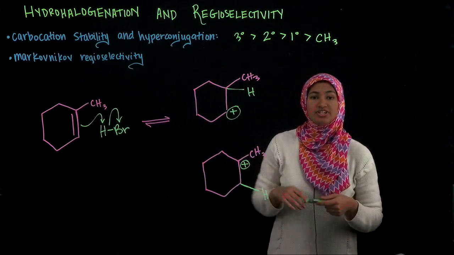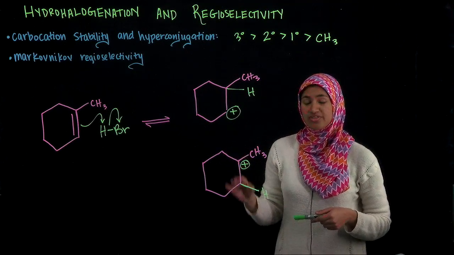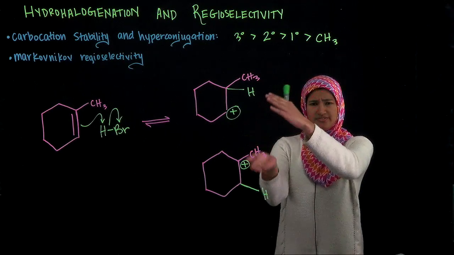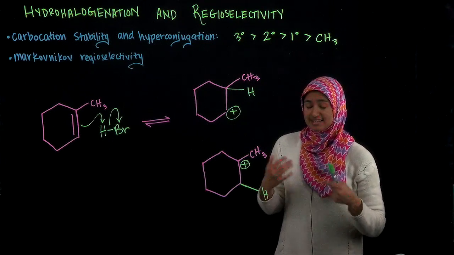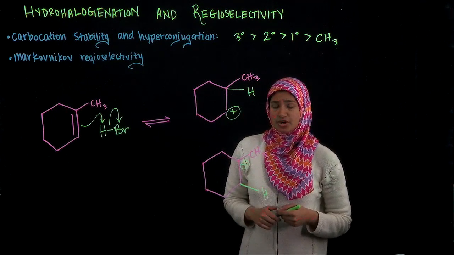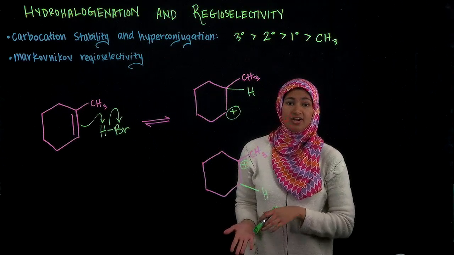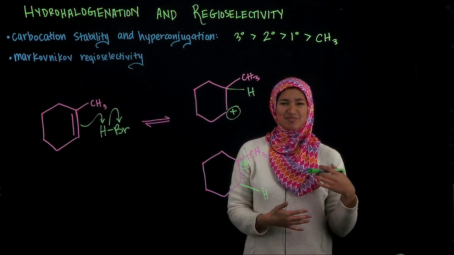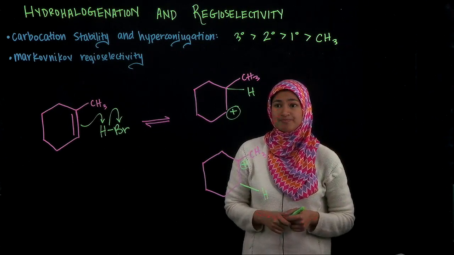Markovnikov regioselectivity basically states that your reaction is going to proceed through the most stable carbocation intermediate. Now, which one of these two is the more stable carbocation? And this brings us to the idea of hyperconjugation. So I have it all written up here, but a tertiary carbocation is going to be more stable than a secondary carbocation, which is going to be more stable than a primary or just a positive charge on a methyl.